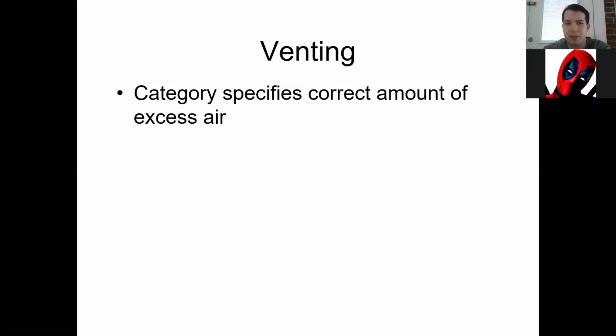Category specifies correct amount of excess air. There's four types of venting categories. I always forget about these. Page 882 has it listed there in the right-hand column. Category 1: furnace has a non-positive vent pressure and operates at a vent gas temperature of at least 140 above its dew point. Category 2: non-positive vent pressure, operates with a vent gas temperature less than 140. Category 3: positive vent pressure and operates with a vent gas temperature of at least 140. And then Category 4 is going to be less than 140 and above its dew point.